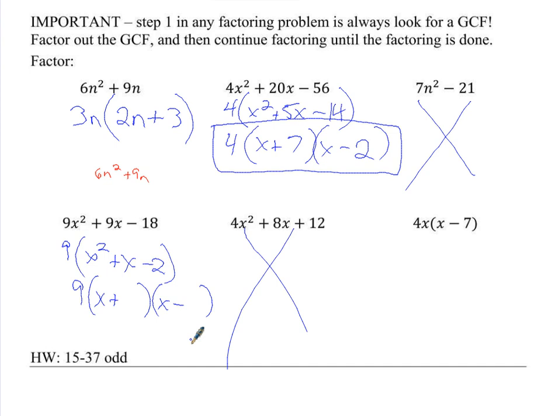One has to be positive, one has to be negative. Check to make sure. 2 times negative 1 is negative 2. 2 plus negative 1 is 1. So this actually did factor. That's the answer. Include the GCF in your answer.